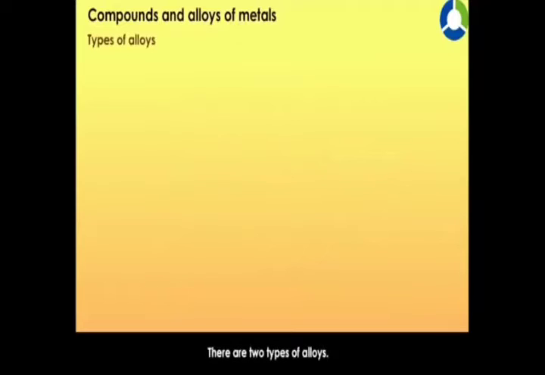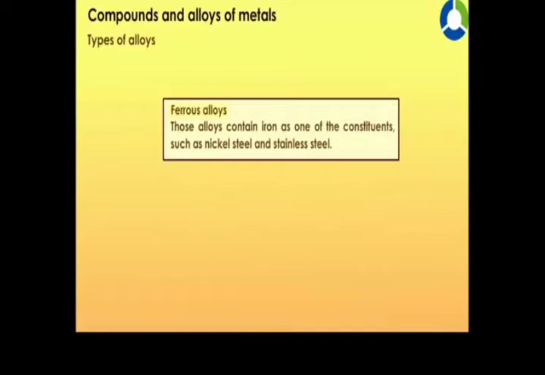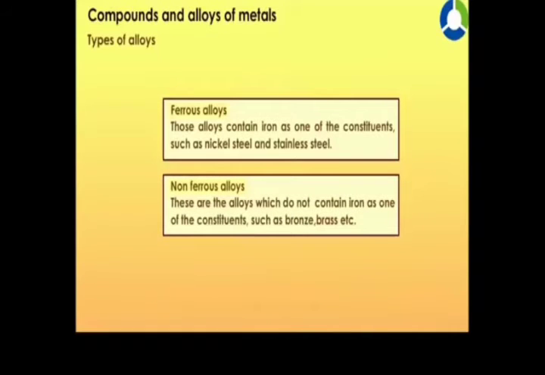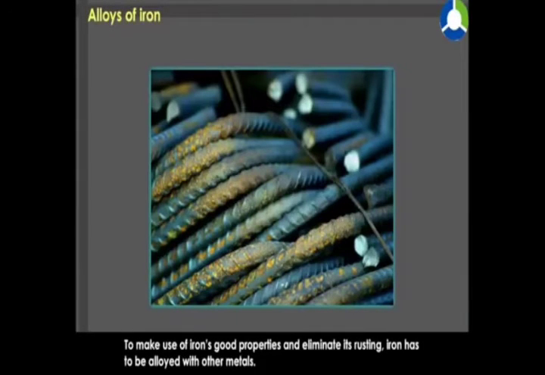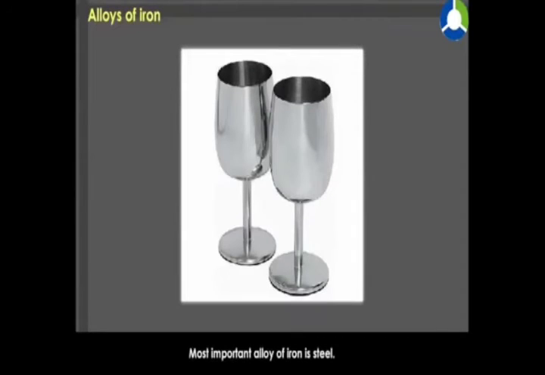Compounds and alloys of metals. Now let's discuss the types of alloys. Ferrous alloys contain iron as one of the constituents, such as steel and stainless steel. The second type is non-ferrous alloys. These are alloys which do not contain iron as one of the constituents, such as bronze, brass, etc. Alloys of iron: to make use of iron's good properties and eliminate its rusting, iron has to be alloyed with other metals. The most important alloy of iron is steel.